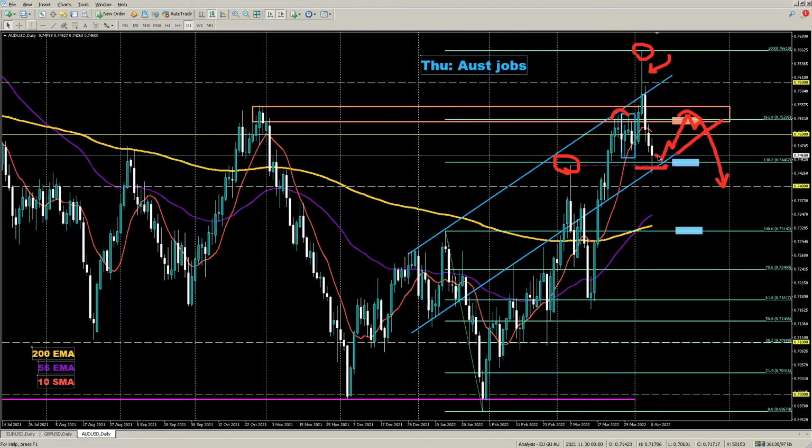Whether it's able to recover, find its footing, and drive through this resistance zone again to either test the round figure at 76. That's a possible setup and scenario. We'll see. And only the jobs report next week. Let's move this here. So this is still a key resistance zone.